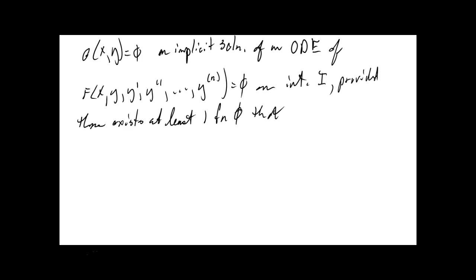All right. Provided that there exists at least one function phi that satisfies the relation, that's g that we have from up there, as well as the differential equation on I.